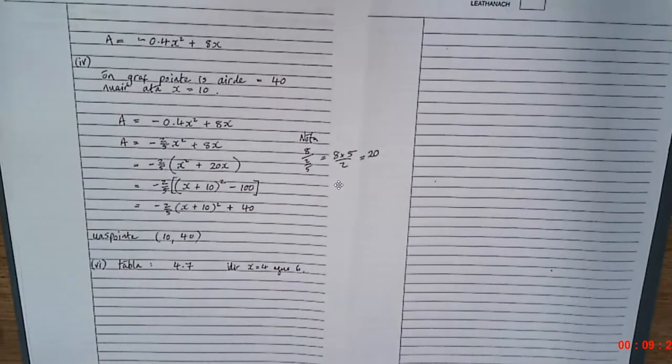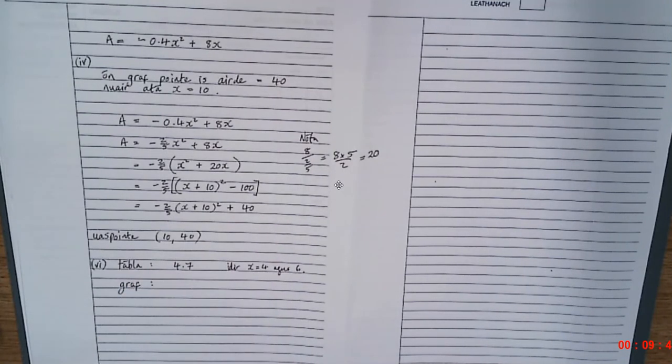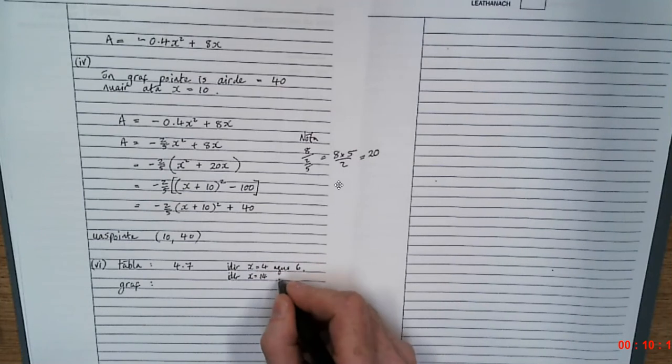Now let's move to the graph. On the graph we get the area and the x values. We can compare the values from the table with the graph.